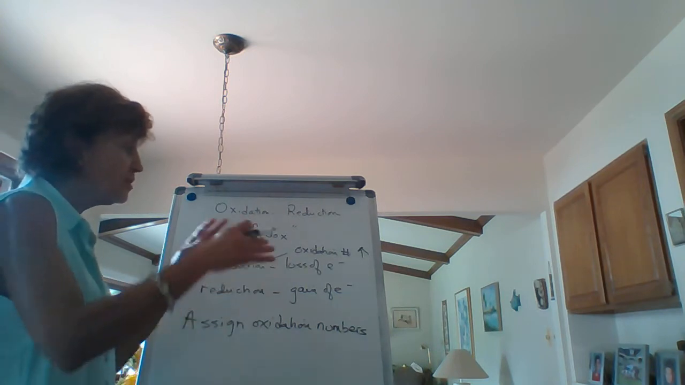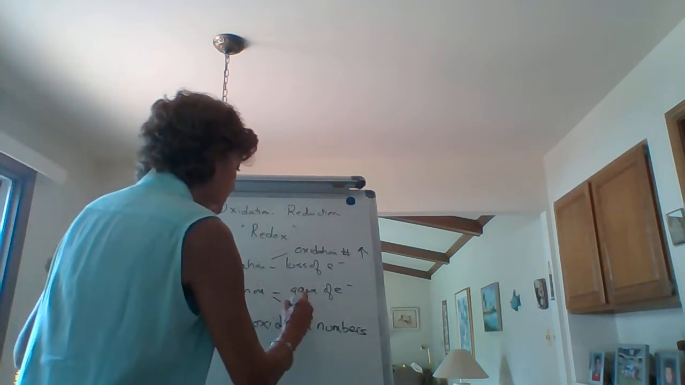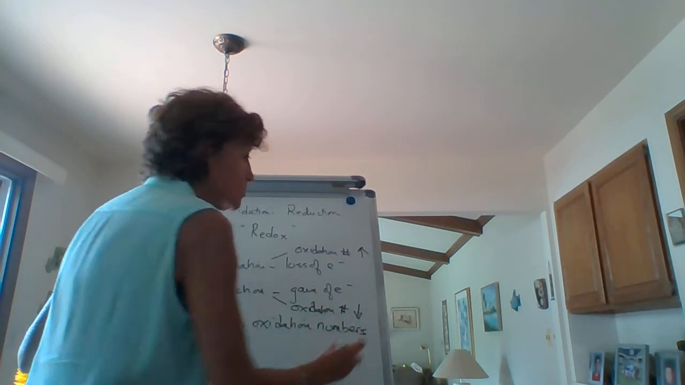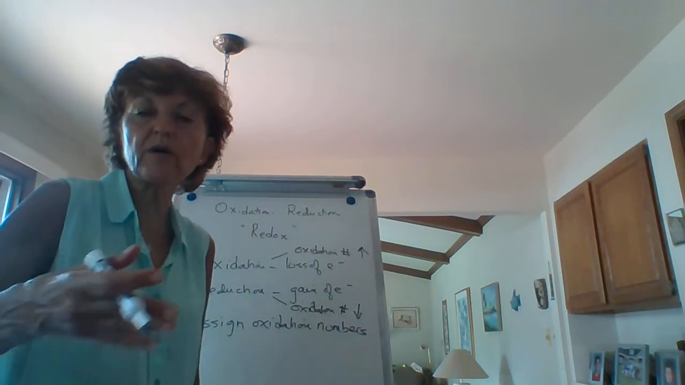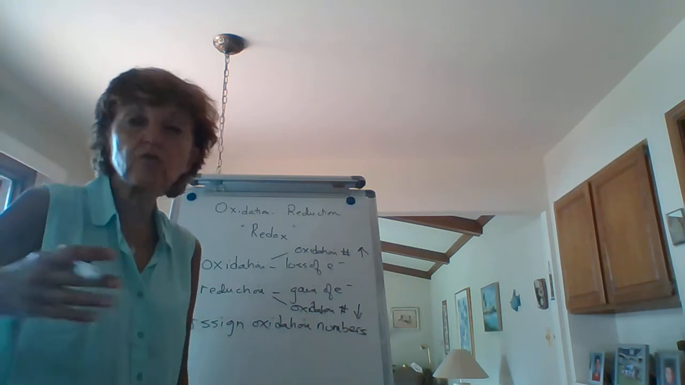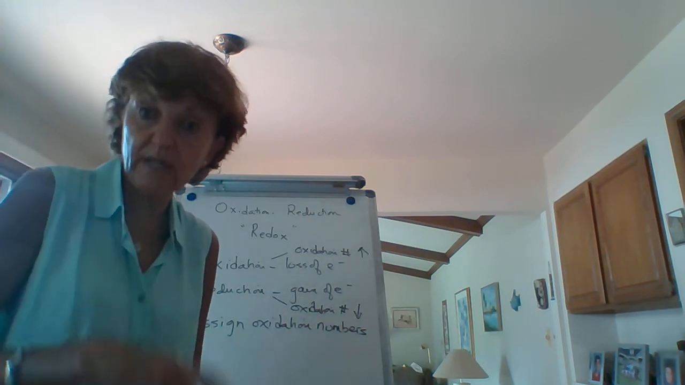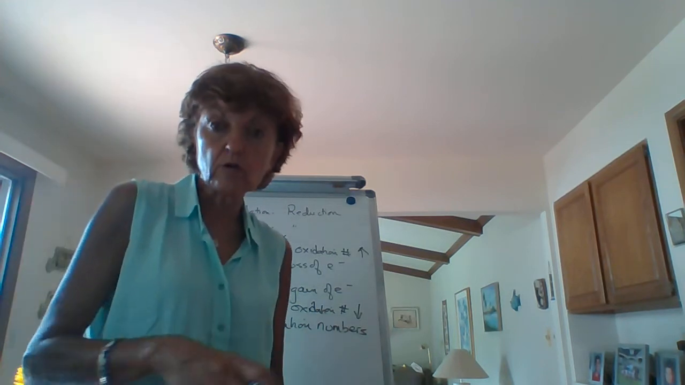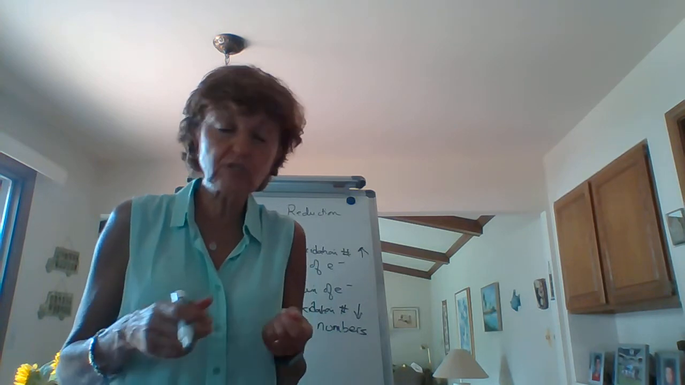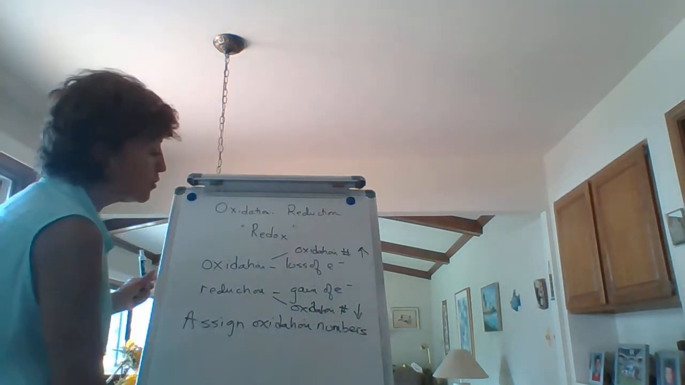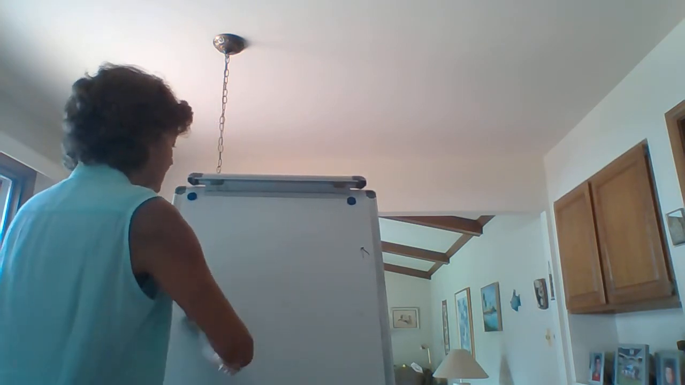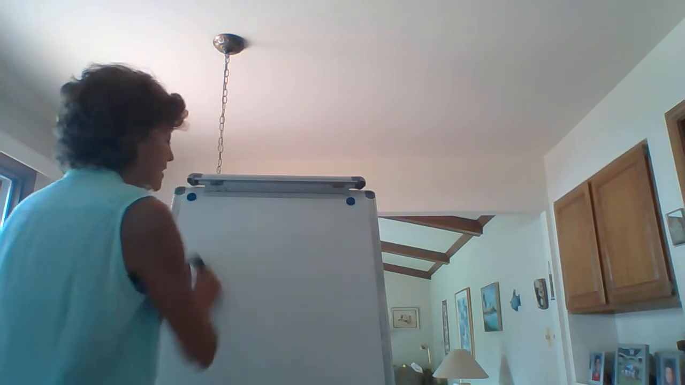If an oxidation number goes down, so let's say an oxidation number was 0 and now it went down to -2, that element gained electrons, which caused its oxidation number to go down, so that element got reduced. Okay, so that's an overview. Now let's learn how to actually assign oxidation numbers so that we can begin to look at reactions and decide which element got oxidized, which element got reduced, and get into that terminology.